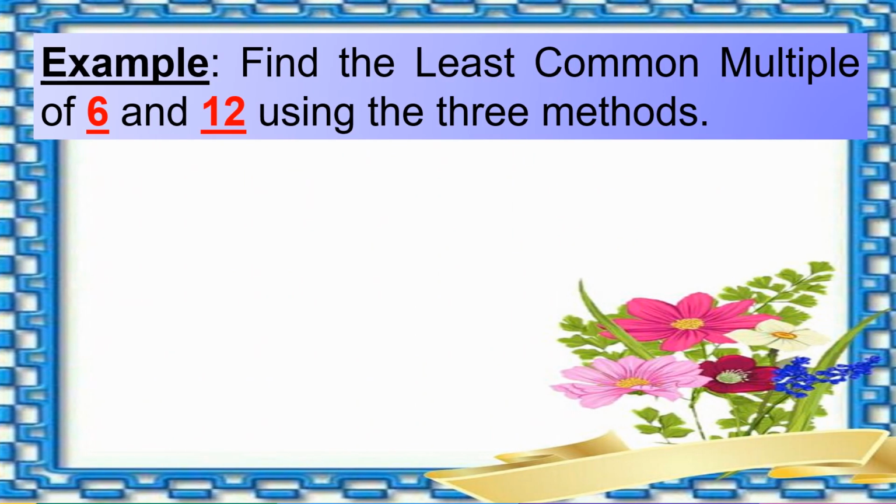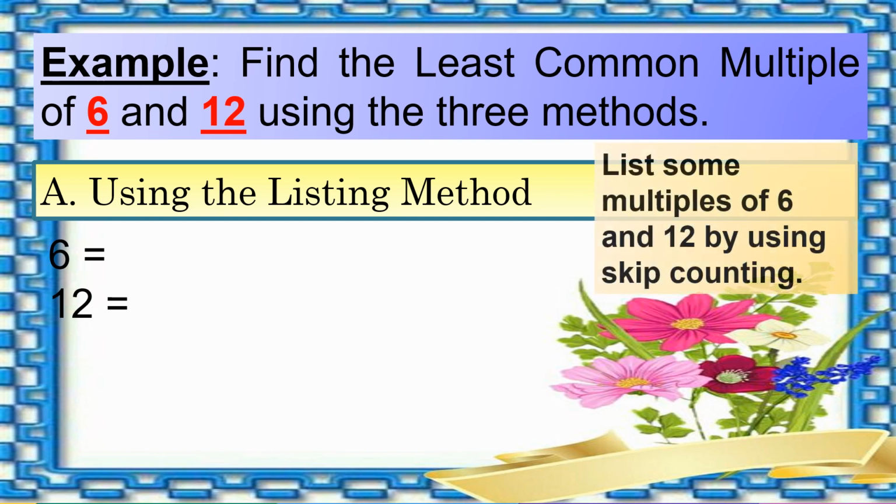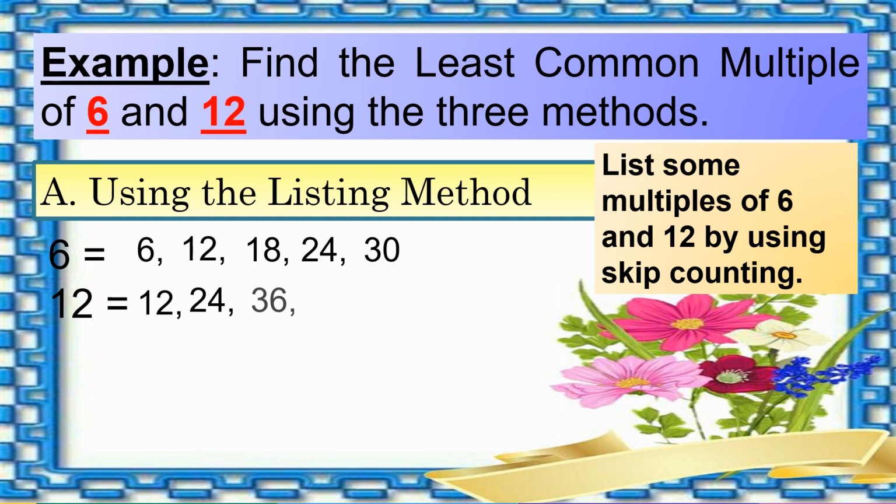Okay, so number one, we're going to find the least common multiple of 6 and 12 using these three methods. Number one, using the listing method. The first thing that you're going to do is list down at least 5 or 6 multiples of 6 and 12. So you're going to write this using skip counting. So let's begin. We have 6, 12, 18, 24, 30, and 12, 24, 36, 48, and 60.